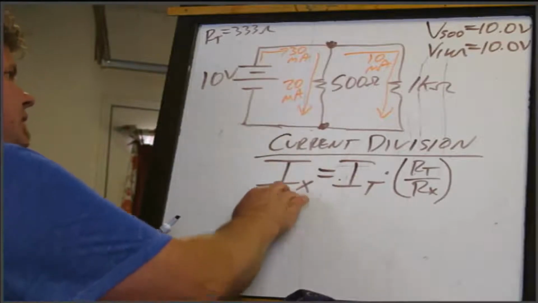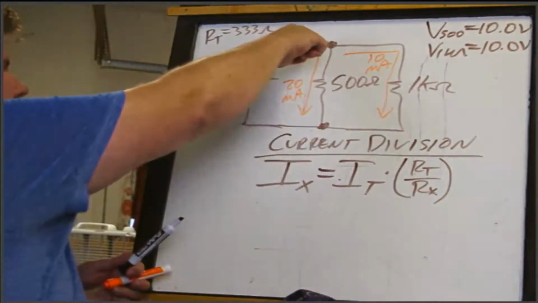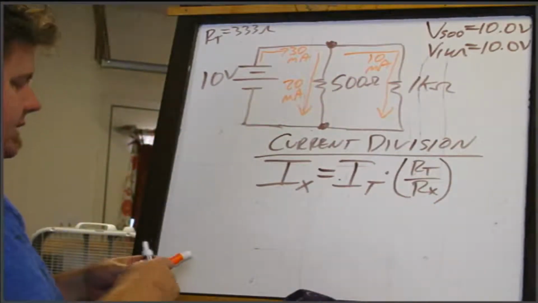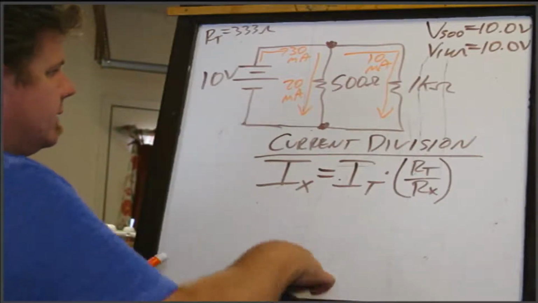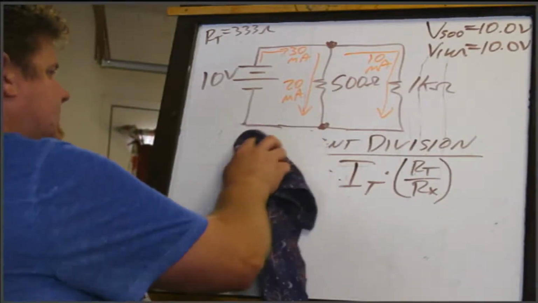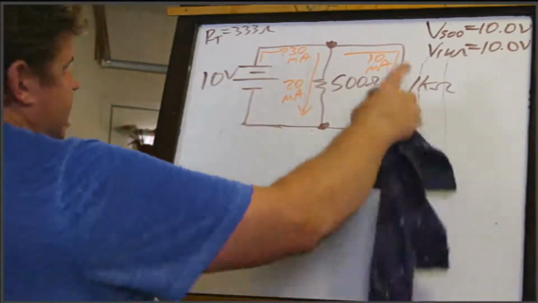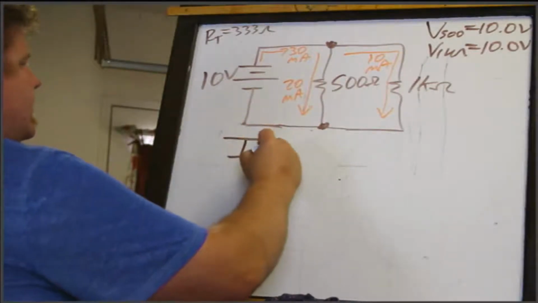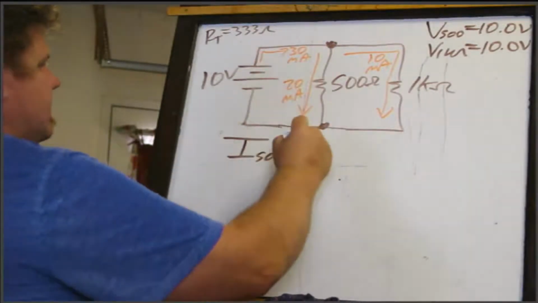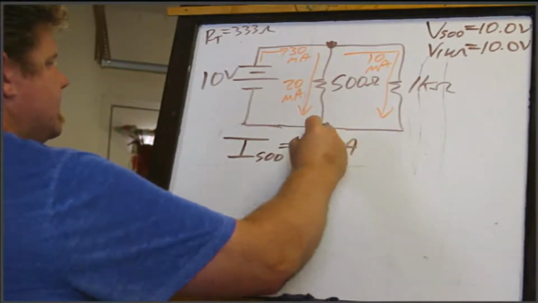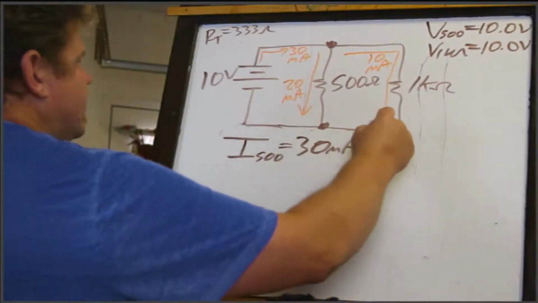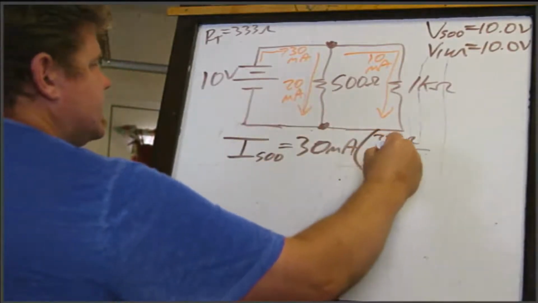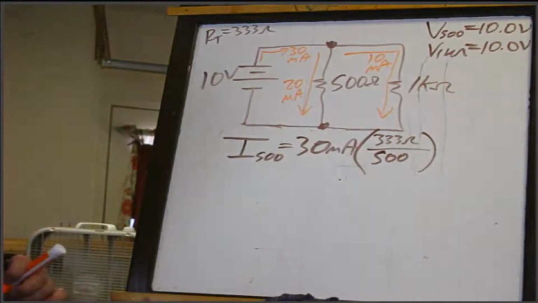So the individual branch current is equal to the total being drawn from the source times the ratio of the total to the individual. This works for every parallel combination. I'm going to go ahead and erase this, and I'm actually going to do it, and we'll see if we come up with the same answers. So the current for the 500 is equal to 30 milliamps, because we already found that, so you have to have that information first, times the total, which was 333, over this individual branch, which is 500. Go ahead and punch that in.